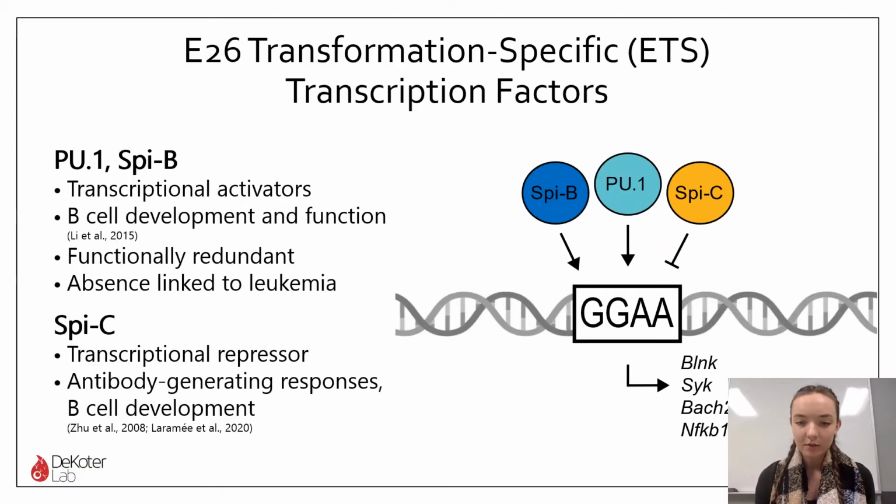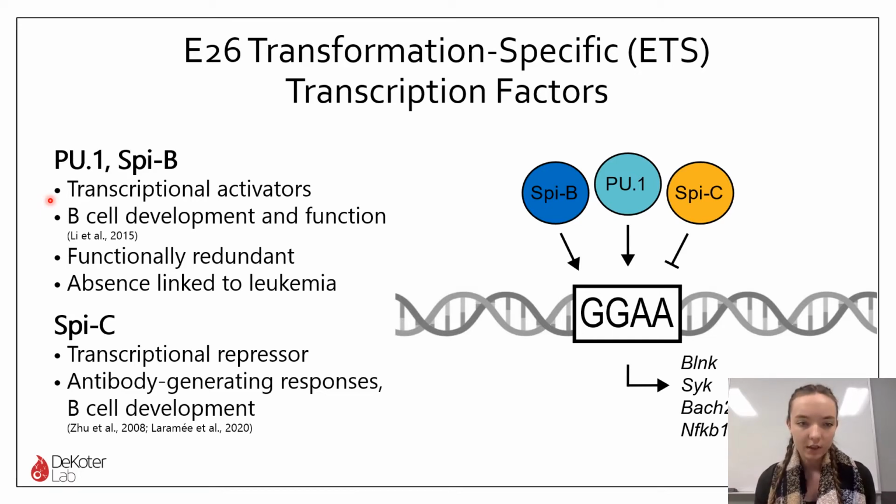One of the main focuses of my lab is looking at the transcriptional control of B cell development and B cell differentiation. In particular, we look at the E26 transformation specific, or ETS, transcription factor family. More specifically, we look at the Spi subset of this family, which consists of 3 transcription factors, PU1, Spi-B, and Spi-C. Now, PU1 and Spi-B are very well characterized transcriptional activators, and they have very important roles in B cell development as well as B cell function. These are also functionally redundant transcription factors, such that the absence of one can be partially or fully compensated by the presence of the other.